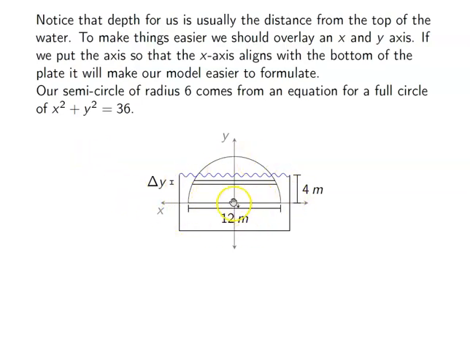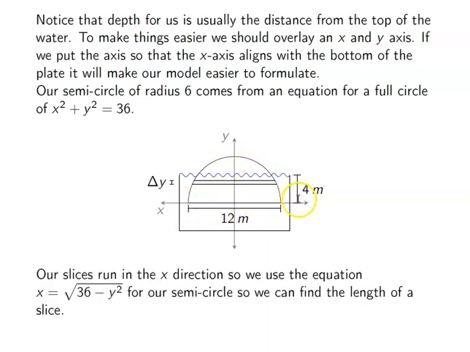So here we have a semicircle, radius 6 because the entire thing is 12. It is only partially submerged to 4 meters, okay? Our slices go in the x direction. So I can use x equals square root of 36 minus y squared. You see, I'm only using the positive part because if I said plus and minus, I would be looking at the semicircle part. But the plus and minus, one already goes through the entire equation. So the plus and minus part is just kind of one goes to top, one goes to bottom.